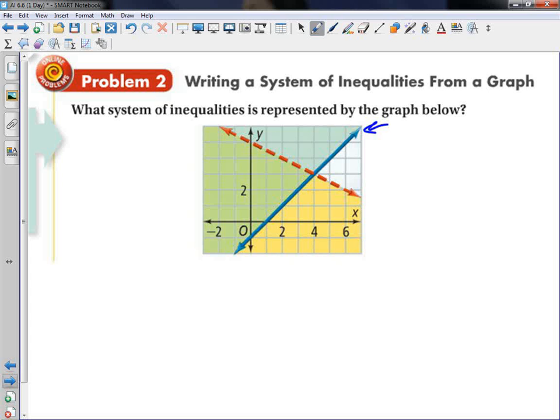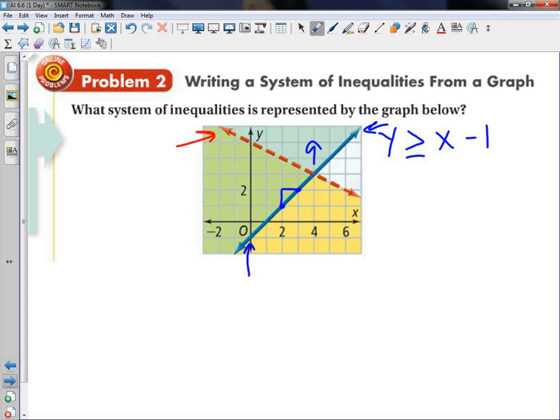First off with blue, I see it shaded above, and it's a solid line, which tells me that it's going to be y is equal to, and then we need to find out m and b, because it's mx plus b. My m value, if I look at how it's increasing, it's going up 1 over 1, which is a slope of 1. So I can just write 1x. And then my y-intercept, where does it cross the y-axis? At -1. So that's my blue line.